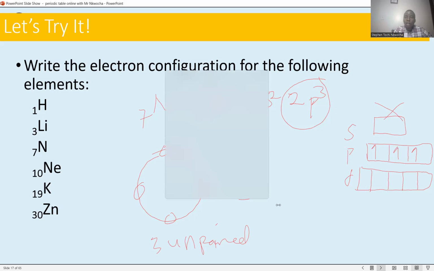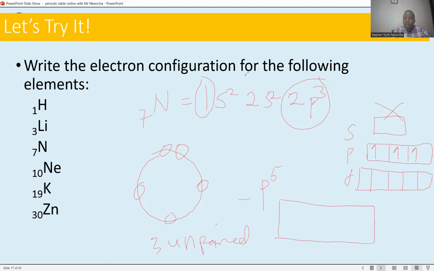What if I have P5? Okay, P5. How many electrons are unpaired in P5? Just draw the normal P again. 3 boxes. 1, 2, 3, 4, 5. I have only 1 unpaired. Can you see? So at that point, we are just having 1 unpaired. So if it is P6, that means fully filled. If it is P6, what about P4? On your own, do P4. How many unpaired electrons do you have on P4? Yeah, put it on the chart. Let me see if you are following.